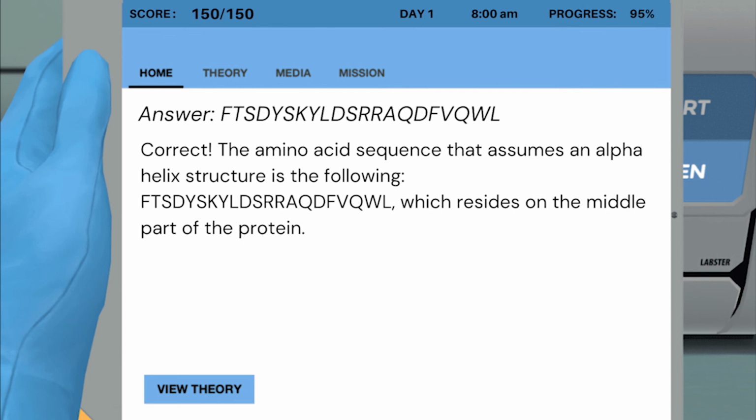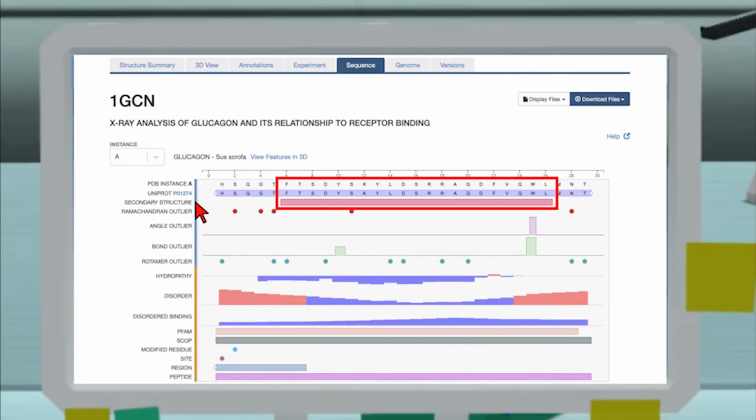Correct. The amino acid sequence that assumes an alpha helix structure is the following, which resides in the middle part of the protein. You can see this by looking at the secondary structure. That is, the amino acids within the pink line are part of the alpha helix structure. On the other hand, the two ends of glucagon are irregularly structured loops. The amino acid composition and physical properties of a hormone also influences how it interacts with its receptor protein.